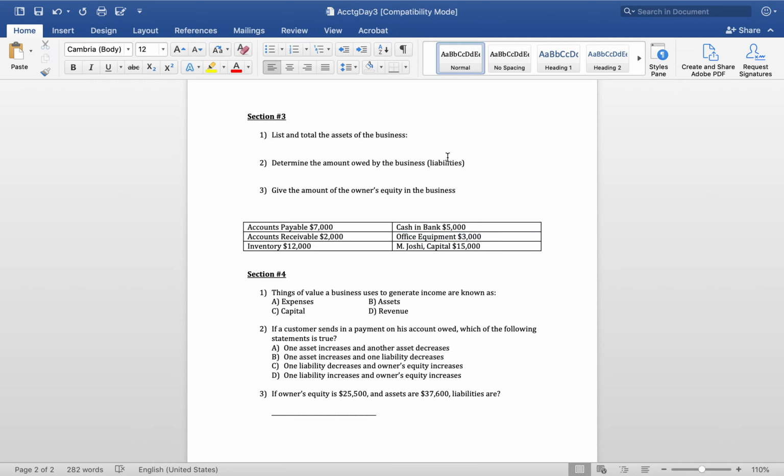Determine the amount owed by the business. This is going to be a liability. This is accounts payable. This is what we need to pay, what we owe other people or other businesses. And give the amount of owner's equity in the business. So you're going to take assets minus liabilities equals owner's equity, and it should be this amount right here. So if we said assets are 22,000 minus 7,000 for liabilities, that should be 15,000 for the owner's equity right there. Look at that, my math works.